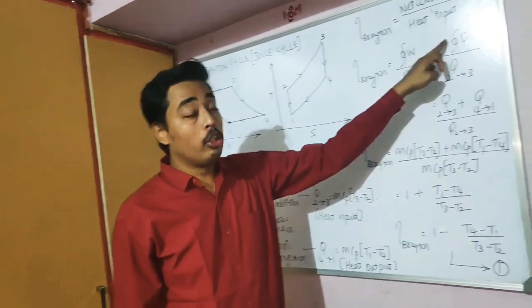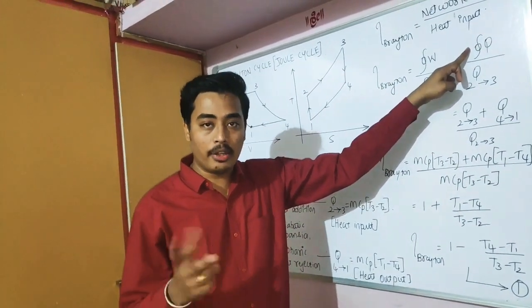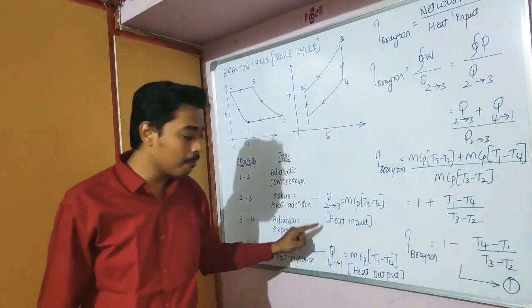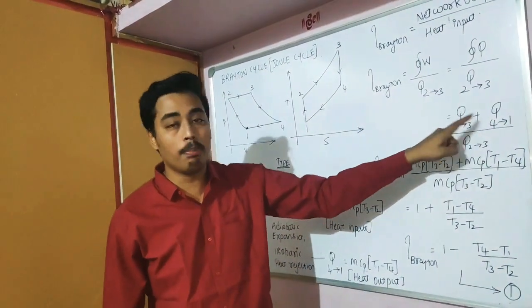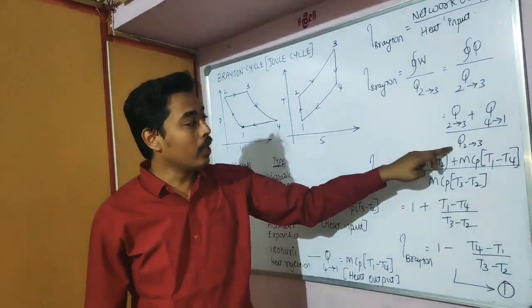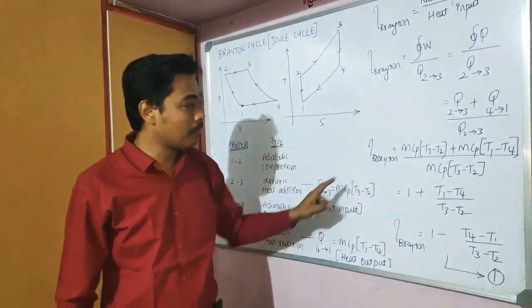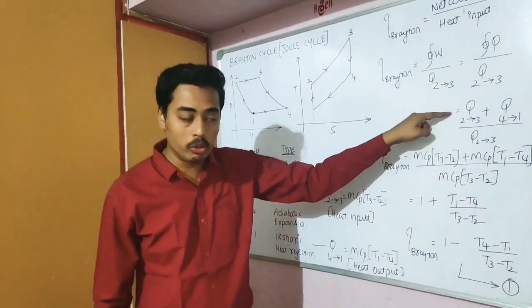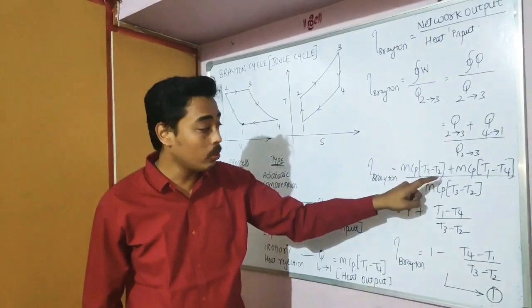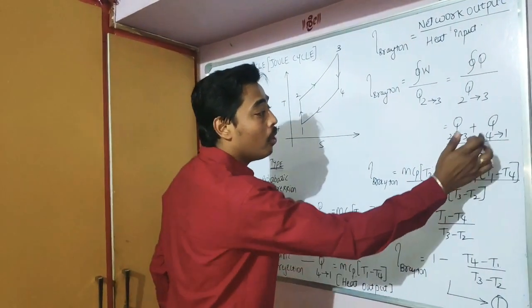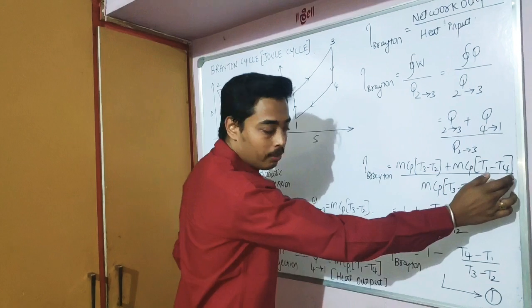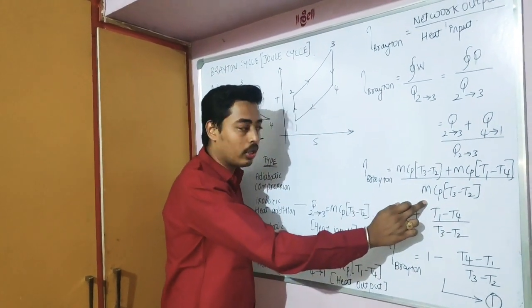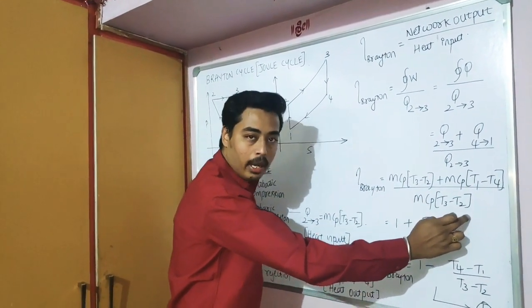After that, total heat interaction is the summation of heat input and heat output. So it is Q2 to 3 plus Q4 to 1 divided by Q2 to 3. Just substitute the values. Q2 to 3 is mCp (T3 minus T2) and Q4 to 1 is mCp (T1 minus T4). Similarly, in the denominator, Q2 to 3 is mCp (T3 minus T2).